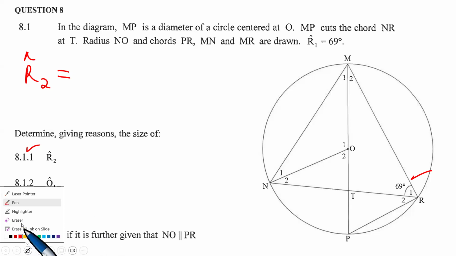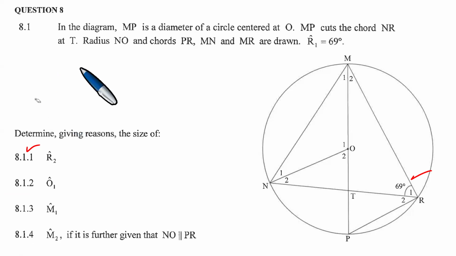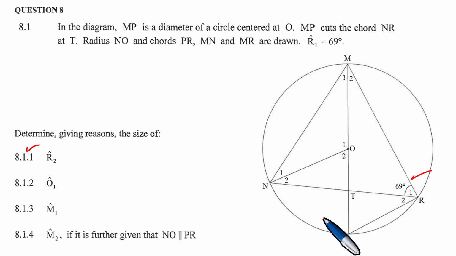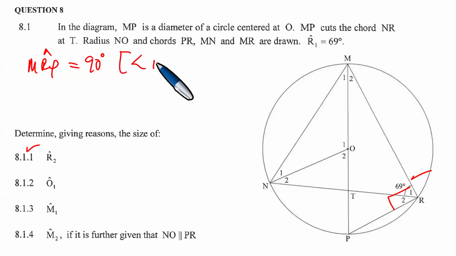There are a couple of ways to do R2. We can start writing it like that, but we can supply a little more detail. It's going to be 90 minus 69. Well done. Because this one is the diameter, and this obtains an angle of 90 degrees. So right now we have the angle MRP. The angle MRP equals 90 degrees, and this is an angle in a semicircle.